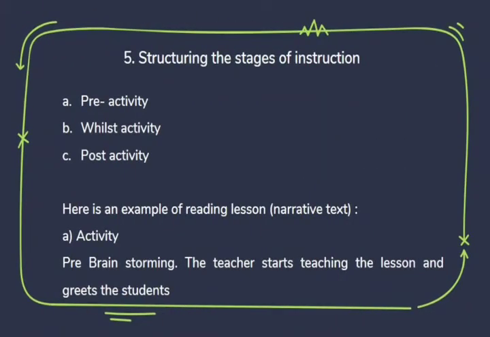Number 5, structuring the stage of interaction. The lesson is carried out through 3 phases: pre-activity, while activity, and post-activity. And here is an example of a reading lesson. Narrative text. A, pre-activity. Brainstorming. The teacher starts teaching the lesson and creates the students' interest.